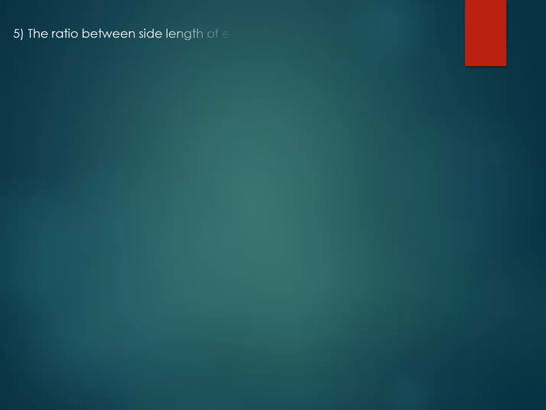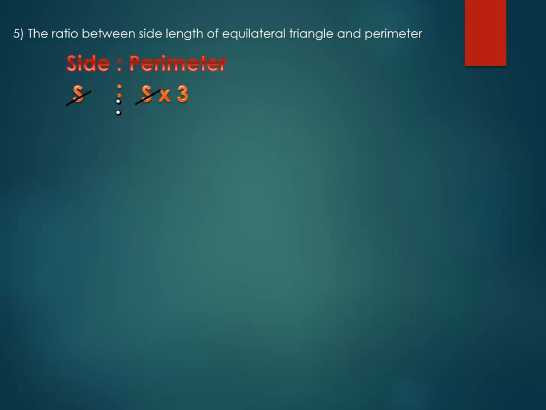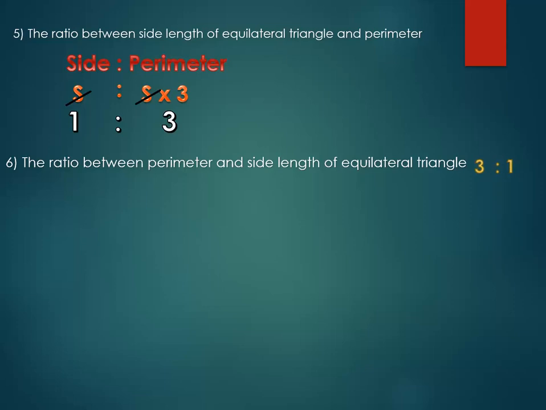Here, the ratio between the side length of an equilateral triangle and its perimeter. We know that the equilateral triangle has 3 equal sides. So let's make it side to perimeter. We put side S and perimeter side times 3. Remove side with side and it will be 1 to 3. So the ratio is 1 to 3. If I reflect it, the ratio between perimeter and side length will be 3 to 1.